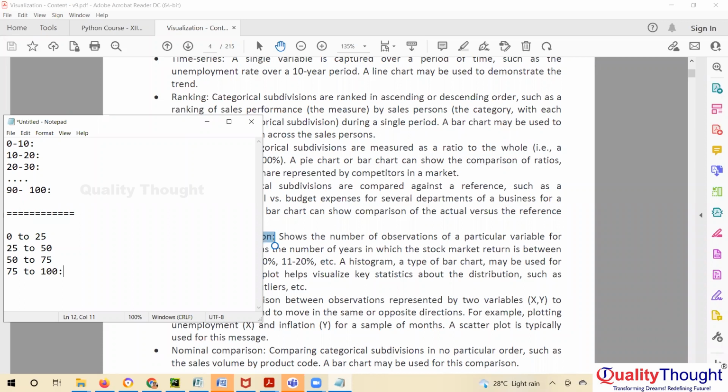When you're drawing frequency distribution, yes, sometimes we do club 0 to 30, but here when you're drawing a frequency distribution, the gap, the range has to be the same. In second case, range is 25. First case, range is 10. I can create 0 to 5 also. 0 to 5, 5 to 10, 10 to 15, range is 5. So you can choose your own range.